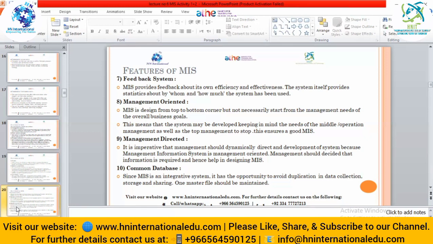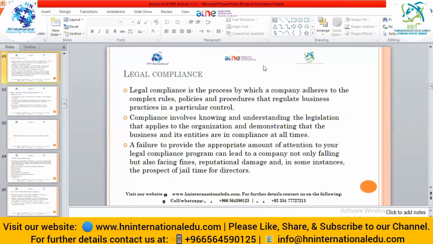Management directed: it is imperative that the management should dynamically direct the development of the system, because the management information system is management oriented. So we are only giving access to the higher management and the middle managers, so they can take decisions and they can change or utilize that management information system. And we have to use a centralized database, so all persons can access the same data, and there will be no duplication of files at any time.